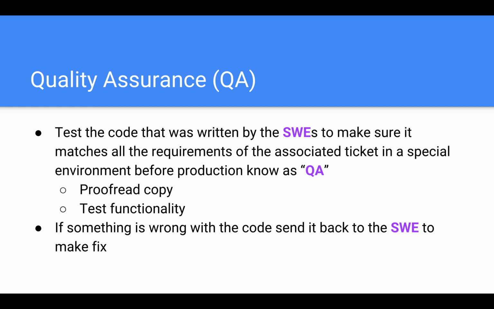Quality assurance, or QA. They test the code that was written by the SWEs to make sure it matches all the requirements of the associated ticket in a special environment before production known as QA. Here, they proofread the copy and test the functionality, and if something is wrong with the code, they send it back to the SWE to make a fix.